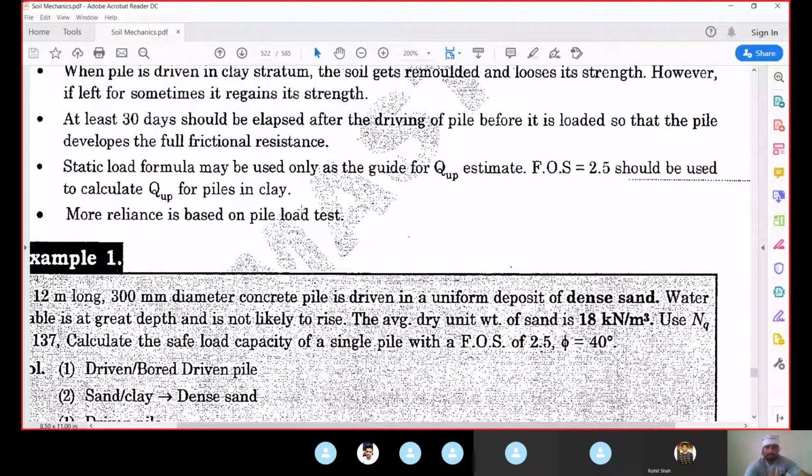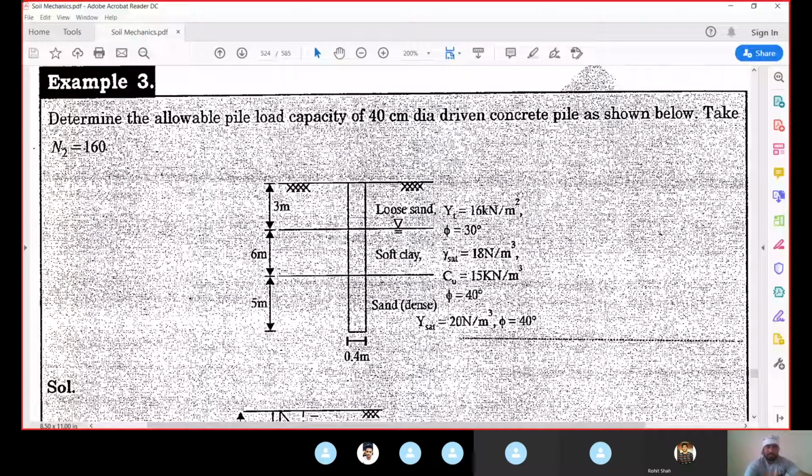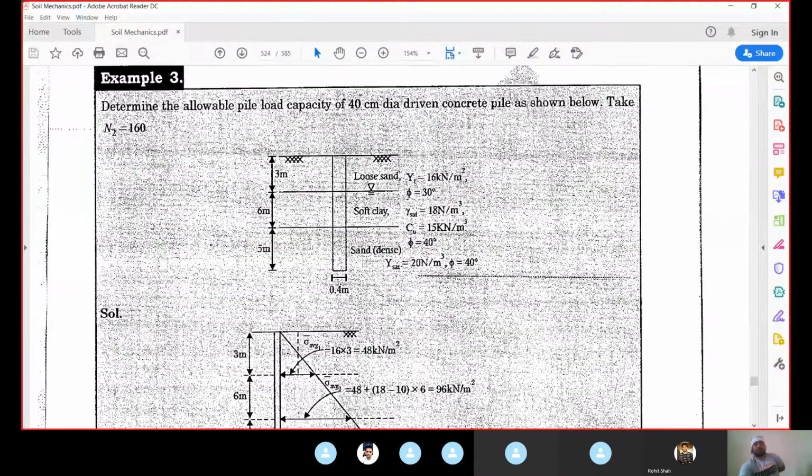Now moving on to example problem 3, where we have a stratified soil deposit of loose sand, soft clay and dense sand. We have to determine the allowable pile load capacity of a 40 centimeter diameter driven concrete pile as shown below. Take N2 equal to 160. The properties of loose sand, soft clay and dense sand are given.